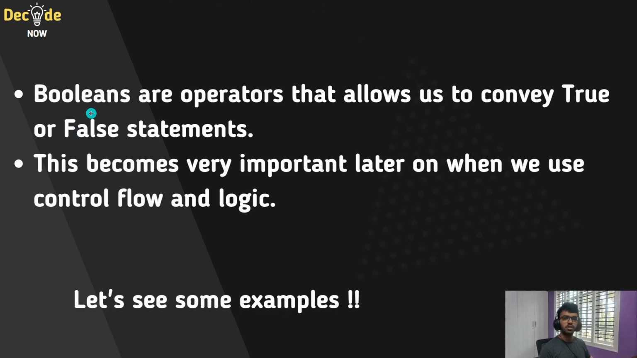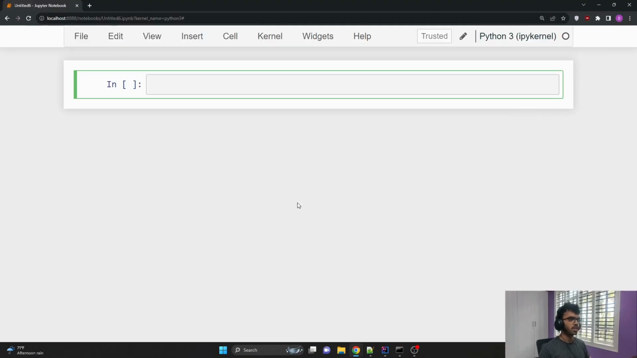If you are not familiar with the term Booleans, it's basically an operator which represents or conveys two values, either true or false. This becomes very important later in our coding journey because we will be using it in the control flow and logic. We will not be directly using the value true or false, but instead we will define whether a statement is true or false by using logical operators. Let's jump into the coding section.